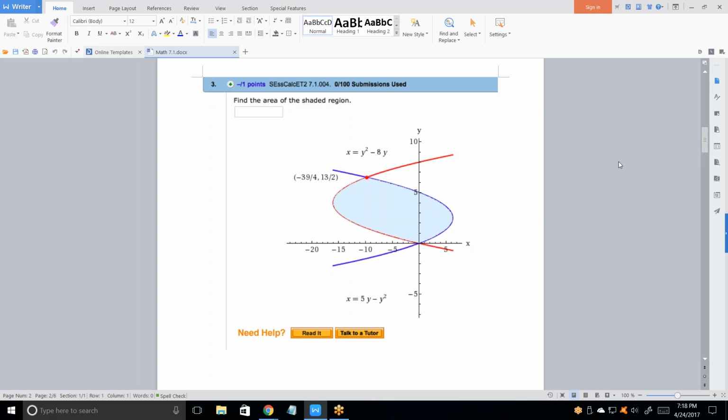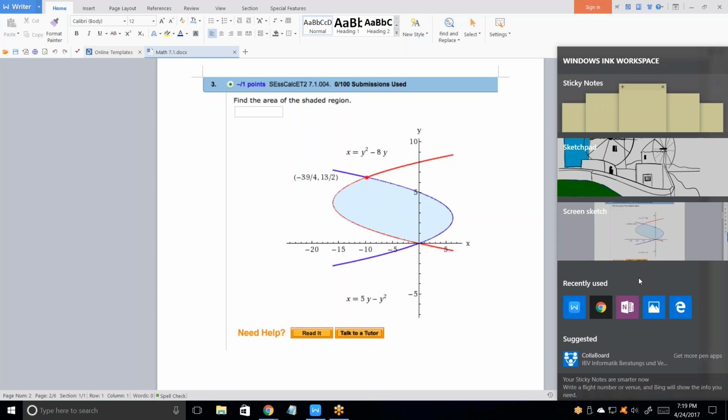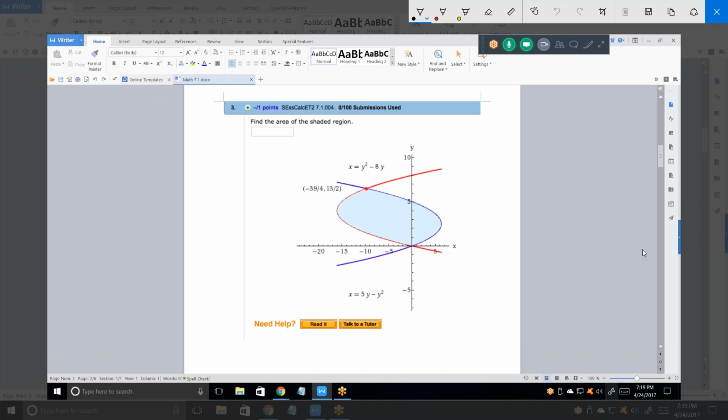Similar type situation in that we don't appear to have functions of x. The blue or the red do not pass the vertical line test. So they must be functions of y. And they are. If we look at them, we got x equal y squared minus 8y, and we got x equal 5y minus y squared. So again, this is just going to be subtraction. So set up the integral for me.